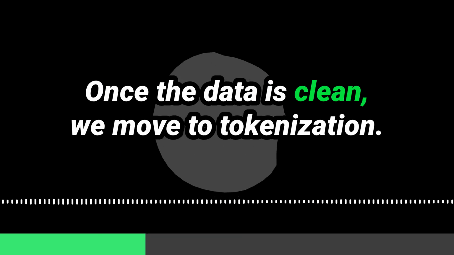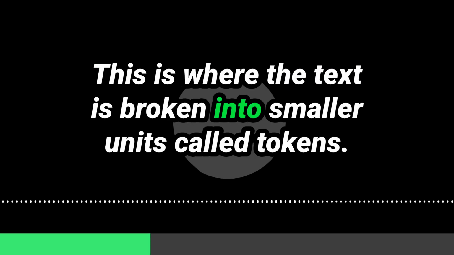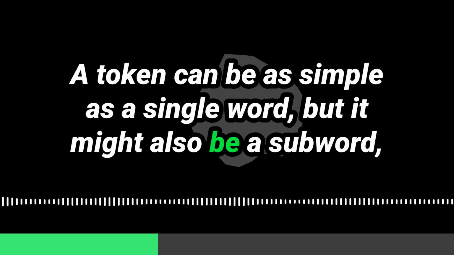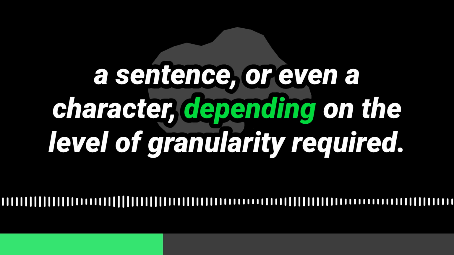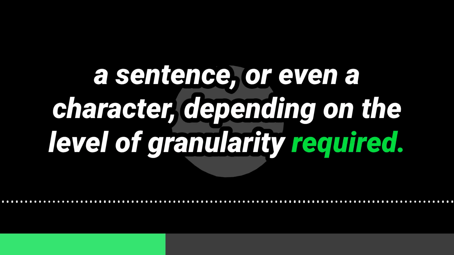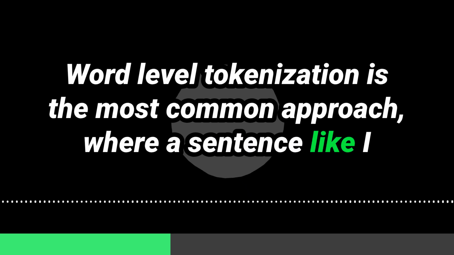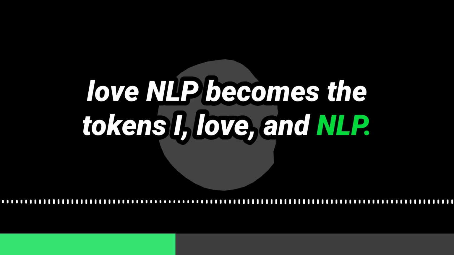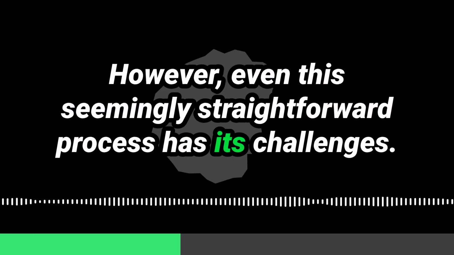Once the data is clean, we move to tokenization. This is where the text is broken into smaller units called tokens. A token can be as simple as a single word, but it might also be a subword, a sentence, or even a character, depending on the level of granularity required. Word level tokenization is the most common approach, where a sentence like I love NLP becomes the tokens I, love, and NLP. However, even this seemingly straightforward process has its challenges.